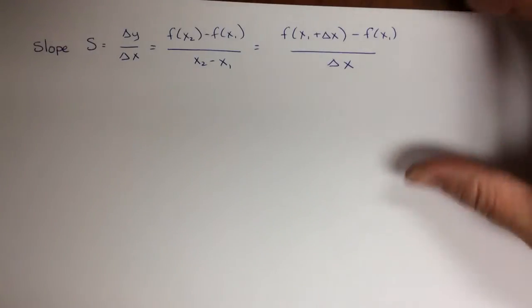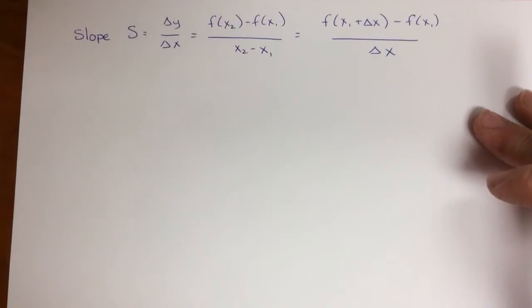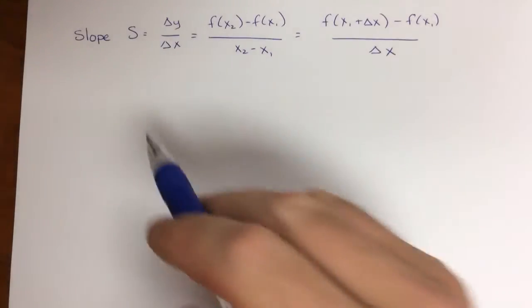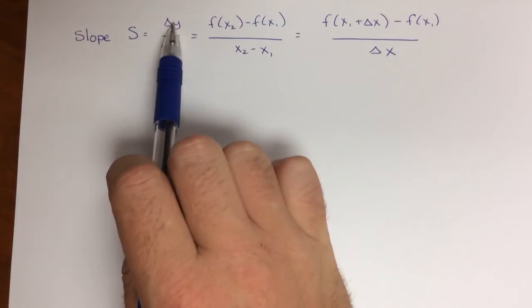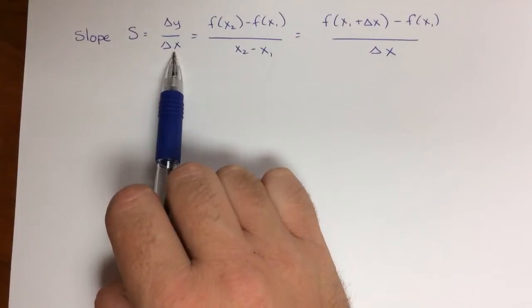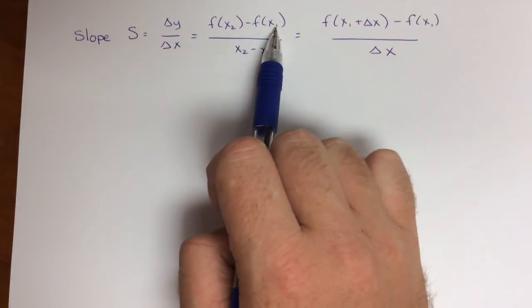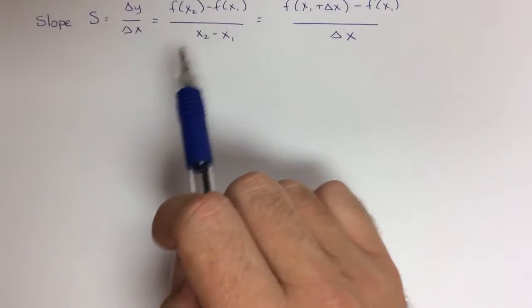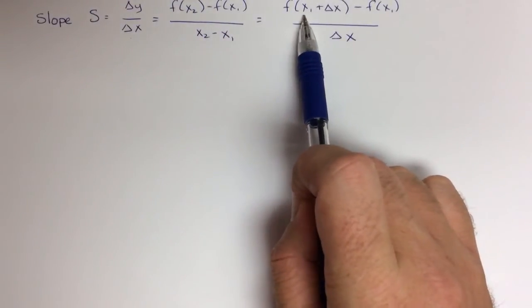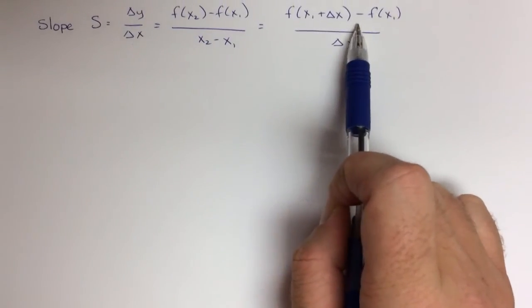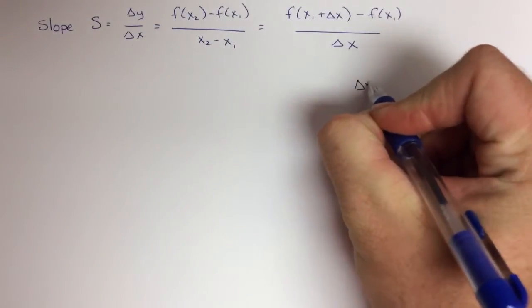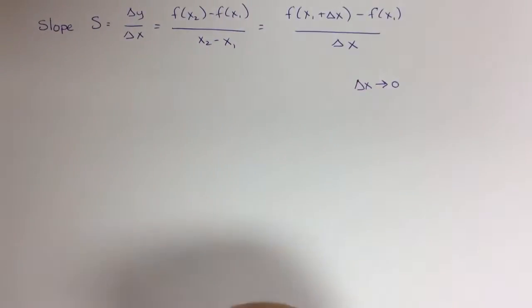So now we're going to use the slope of the secant line to help us solve for the slope of a tangent, or the slope at a given point. So again, as a reminder, slope of the secant line is change of y over change of x. We can rewrite that as f of x2 minus f of x1 divided by x2 minus x1. We can then rewrite that in terms of f of x1 plus delta x minus f of x1, all over delta x. And our goal is to have delta x go to 0.